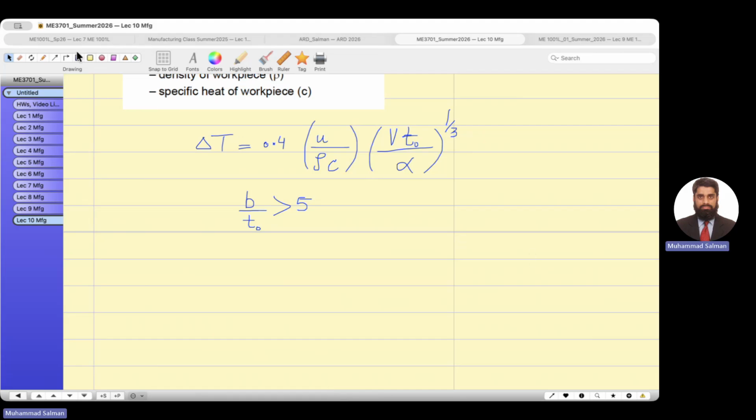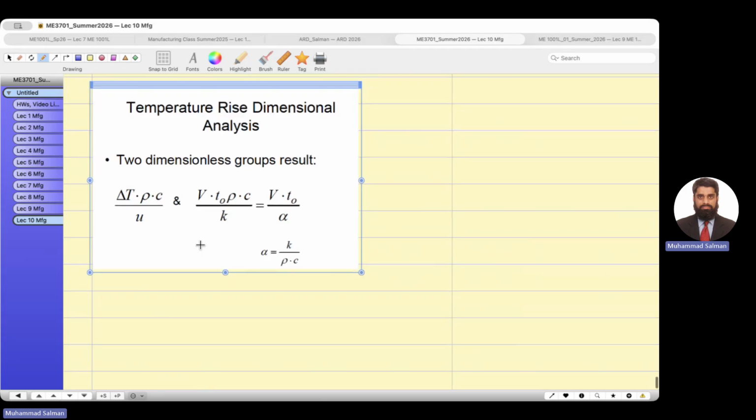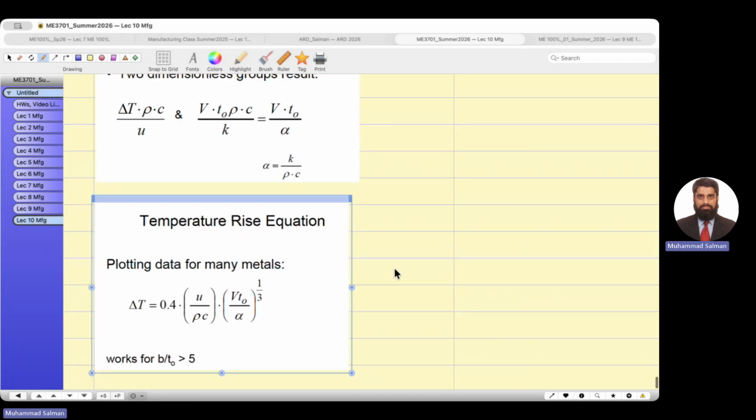And alpha, we studied in our reviews, equals thermal conductivity divided by the density divided by the specific heat. This formula has been derived using dimensionless group results, and it can be found in your slides, which you should write down in your formula sheet for your test 2, which will be next Thursday.